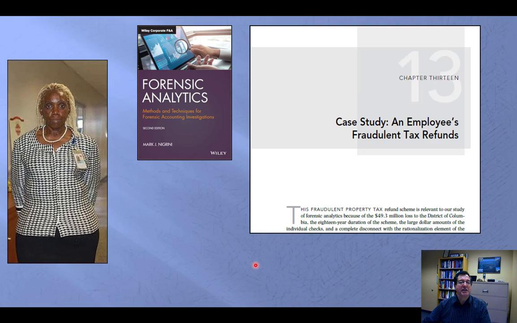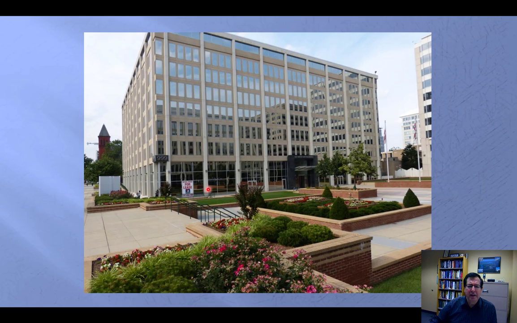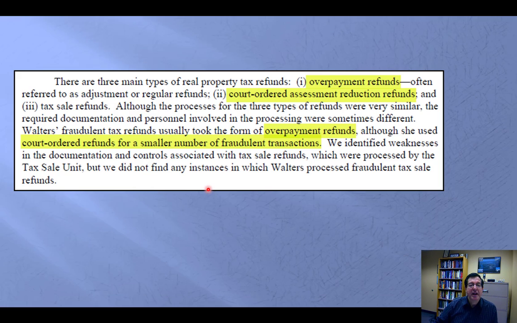We'll start off by talking about Harriet Walters. In my book, I have a whole chapter on Harriet Walters and her fraud scheme. This is just a summary. Harriet worked at that building in Washington, D.C. She was in charge of property tax refunds for the District of Columbia. She made some refunds, but they were fraudulent refunds, and those were the ones that she pocketed.